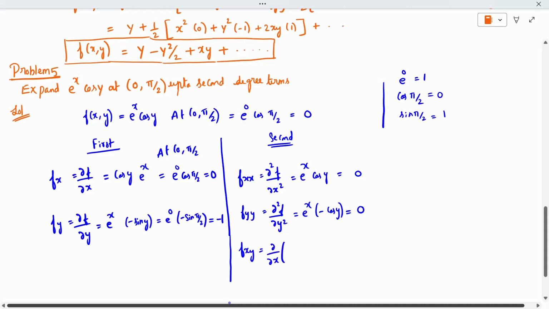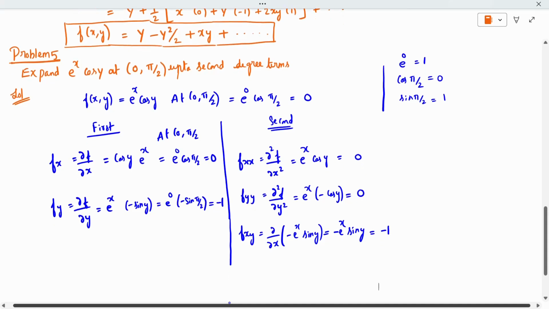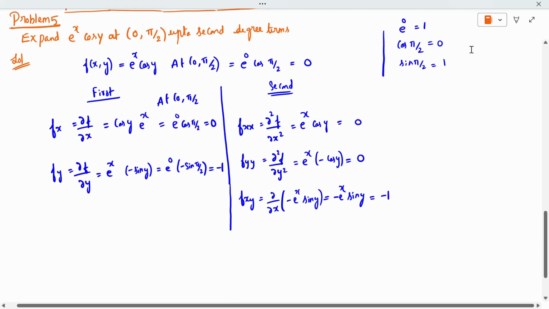Now fxy, dou by dou x of minus e to the power x into sin y. Because we are differentiating with respect to x, e to the power x stays the same. So minus e to the power x into sin y. Sin pi by 2 is 1, so it's nothing but minus 1. So that is completed. Now we have to write the formula and then substitute it.